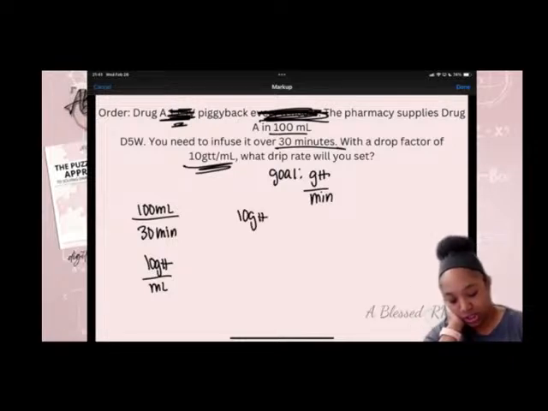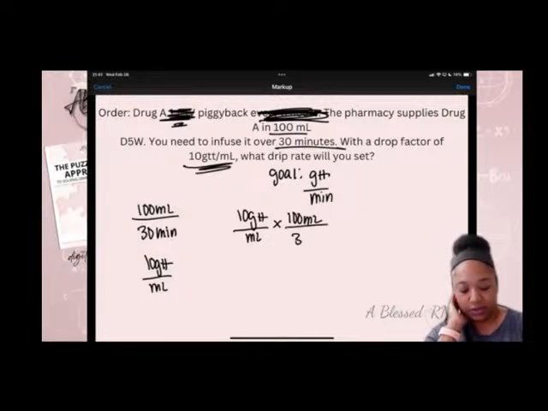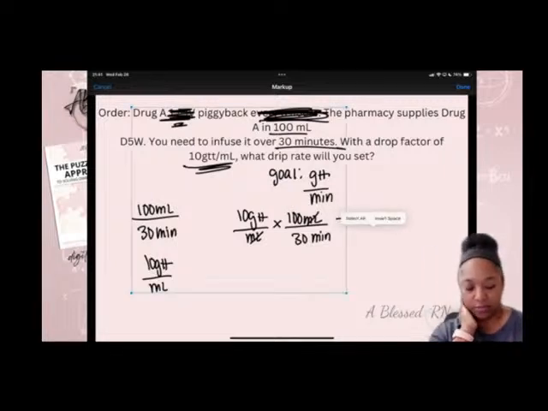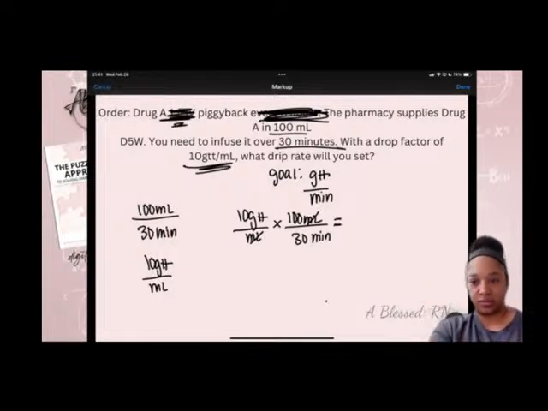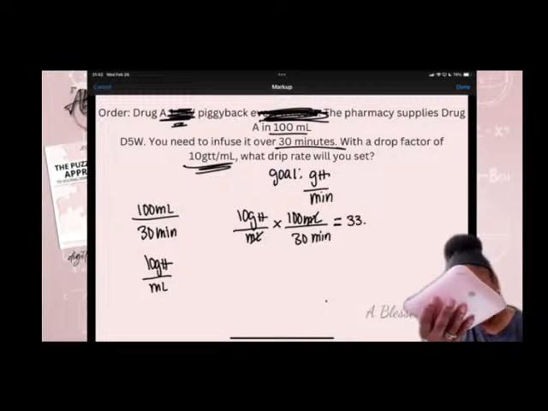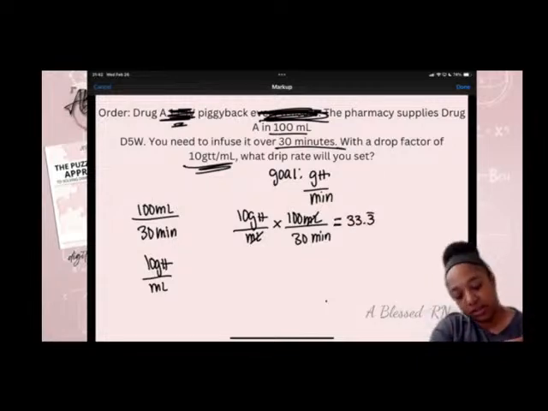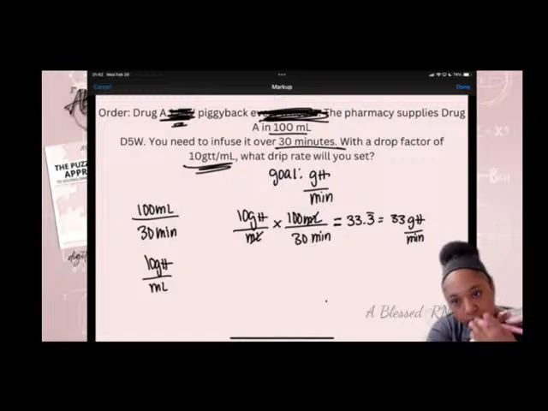10 GTT per mL times 100 mLs over 30 minutes. Milliliters crosses out. We have drops on the top, and minutes on the bottom. So we'll do 10 times 100 divided by 30. That's 33.333333. If we round this to the nearest whole number, it'll be 33 drops per minute. Okay?